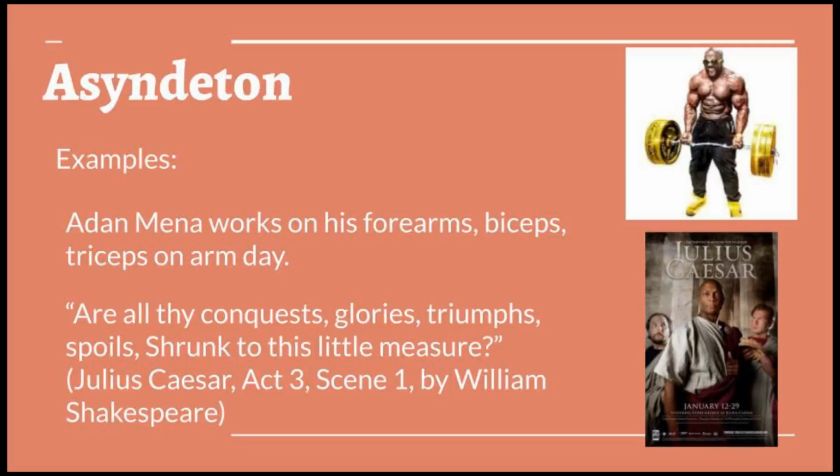So an example of asyndeton is Adan Mena works on his forearms, biceps, triceps on arm day. Notice how there are no conjunctions in between the list of muscles that Adan Mena is working out. Another one from a famous play is, "Are all thy conquests, glories, triumphs, spoils shrunk to this little measure?" And this is from Julius Caesar by William Shakespeare.